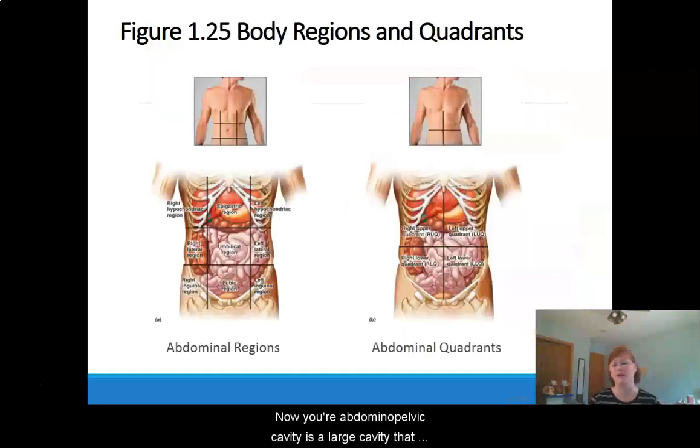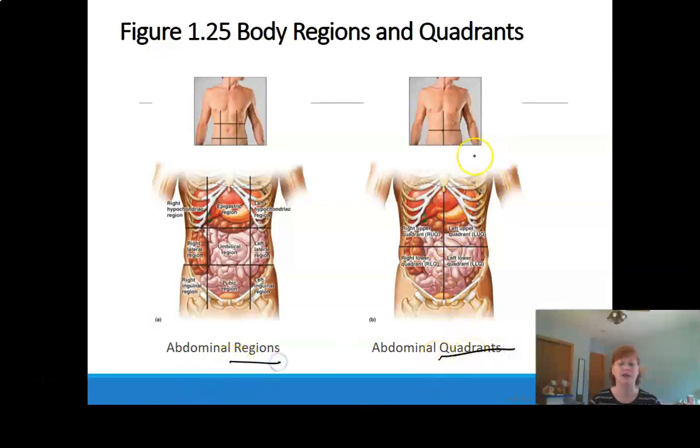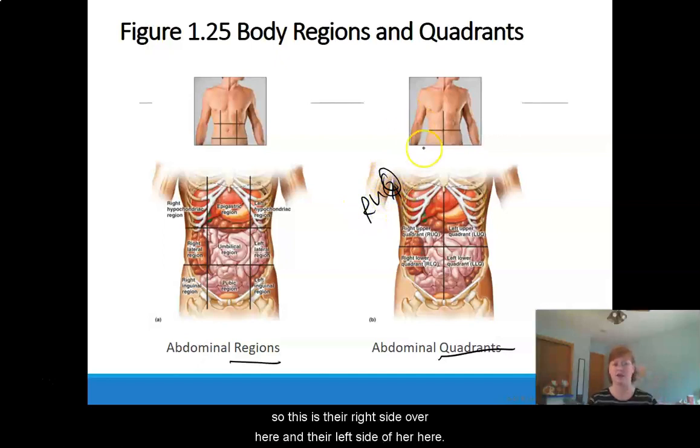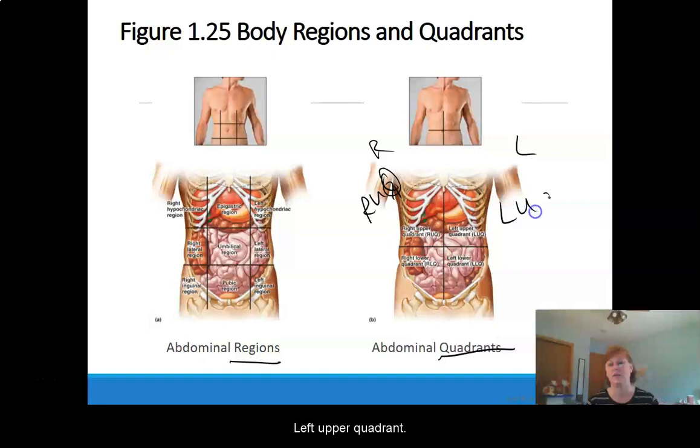Now, your abdominopelvic cavity is a large cavity that houses a lot of organs, so we like to subdivide that into quadrants and regions. So you've got 4 quadrants. There's the right upper quadrant. Remember, we're looking at your patient facing you, so this is their right side over here and their left side over here. The left upper quadrant, the left lower quadrant, and the right lower quadrant.